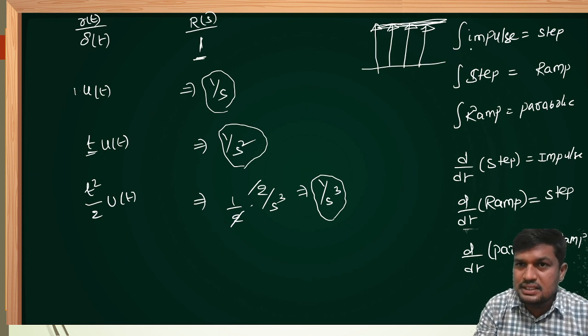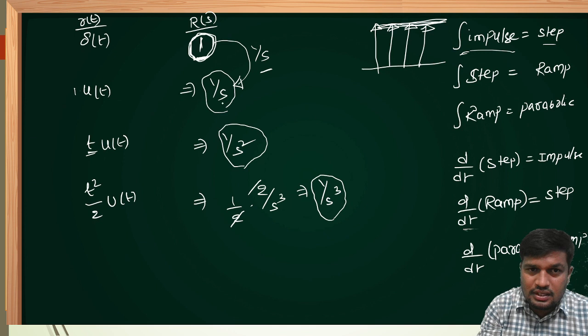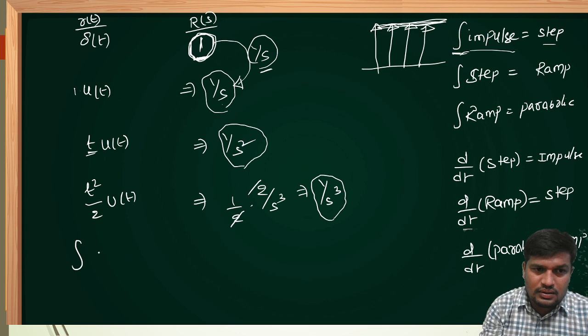Now impulse is becoming step by integration. Impulse mathematically is 1. Here it is 1 by s. Impulse is becoming step just by multiplying 1 by s to 1. Therefore, if you multiply 1 by 1 by s, then only it will become 1 by s. That means here impulse becomes step by integration. Therefore the integrator in a control system is equivalent to 1 by s.